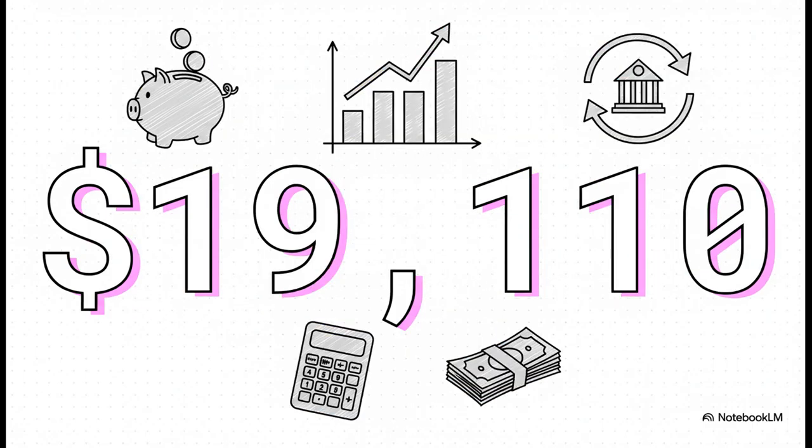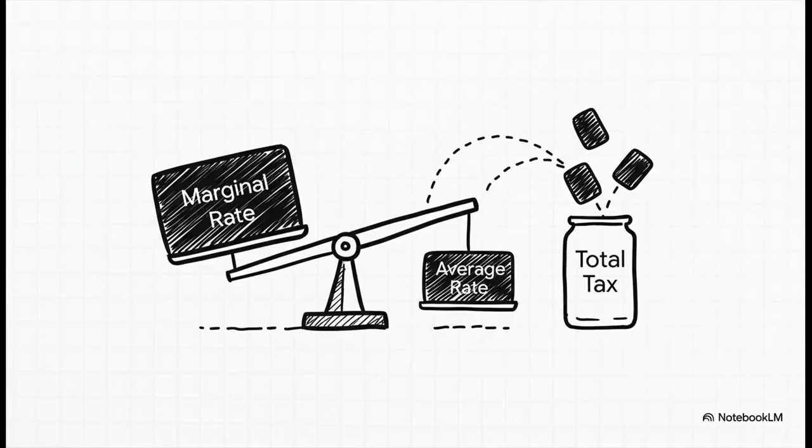And finally, we get to their highest tax bracket, their marginal rate. Every single dollar they earned above $95,375, all the way up to their total of $175,000, is taxed at that 24% rate. This last piece of the puzzle adds $19,110. Okay, so let's add it all up. Their total tax comes out to $35,400.